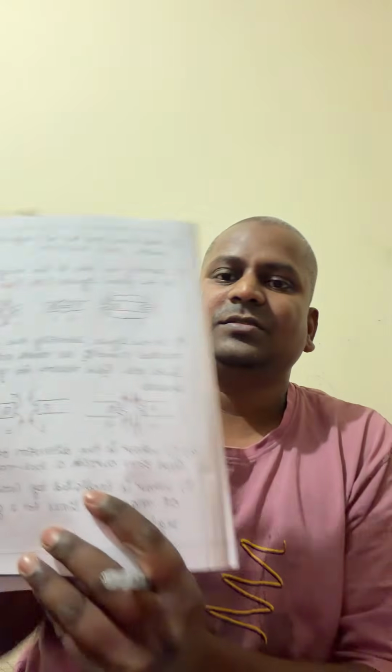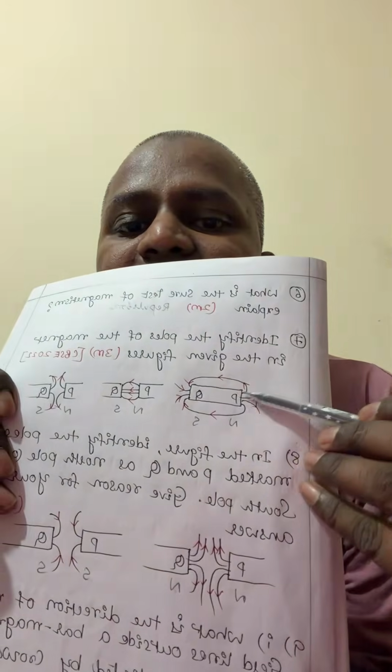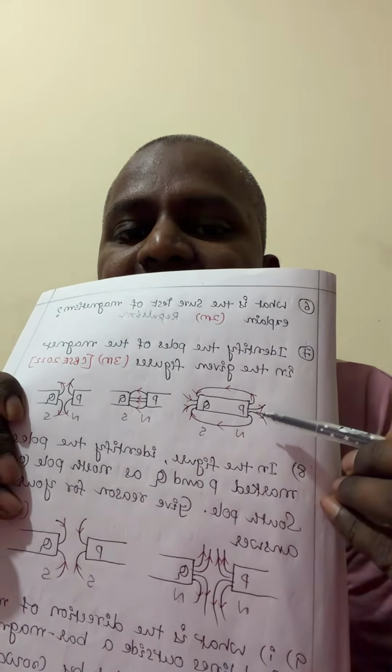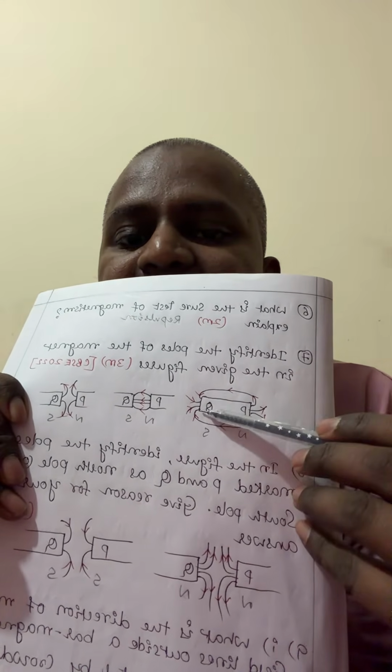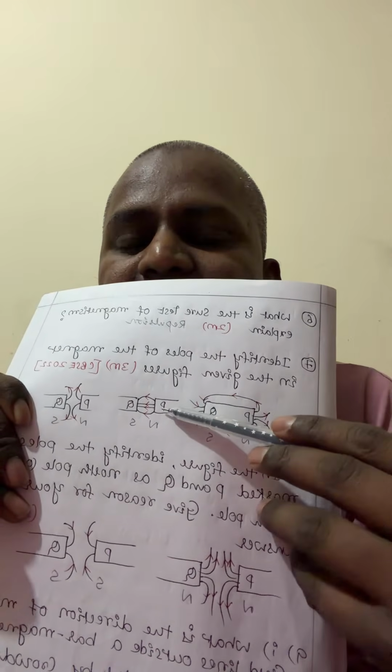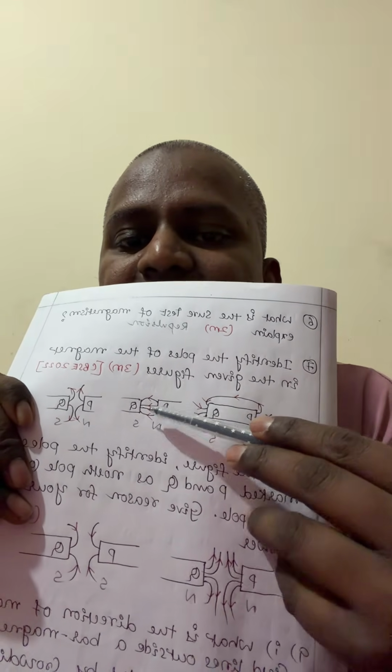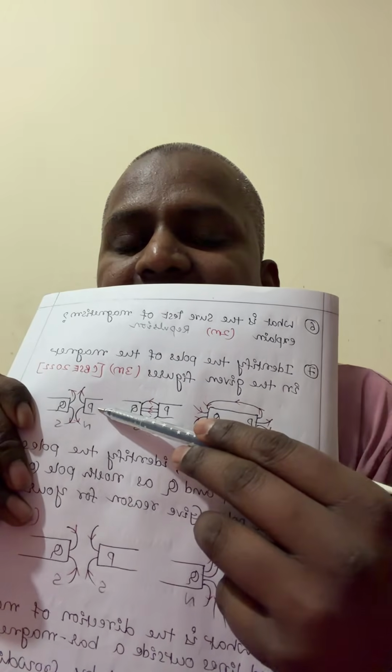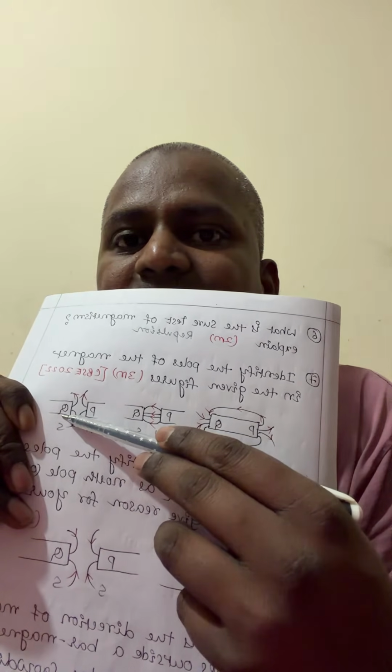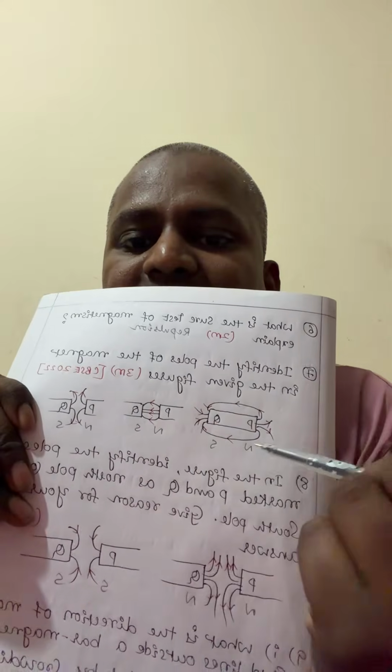And as I mentioned, if the magnetic field is leaving, that is north. If the magnetic field is reaching, that is south. So here are the diagrams they have given. You can see these are the notes. Here the magnetic field is leaving, this is north. Here the field is reaching, this is south. And here also, leaving, north. Here reaching, south. And here leaving, north. And here also leaving, north. Like that we can identify.